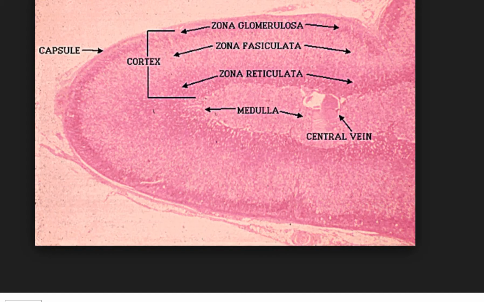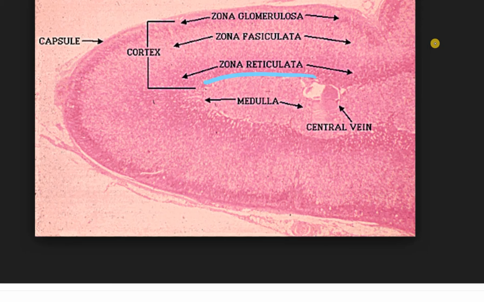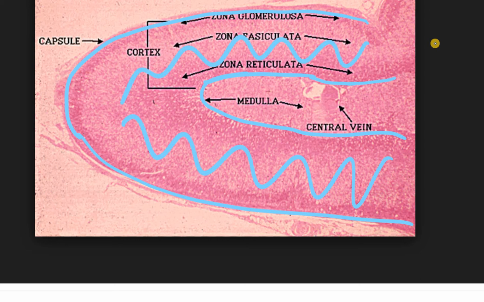Okay, here we see a histology view of the adrenal glands. Okay, so this part is the cortex. Okay, so you can see that this area, okay, all of this is the cortex, and this middle inside area is the medulla.